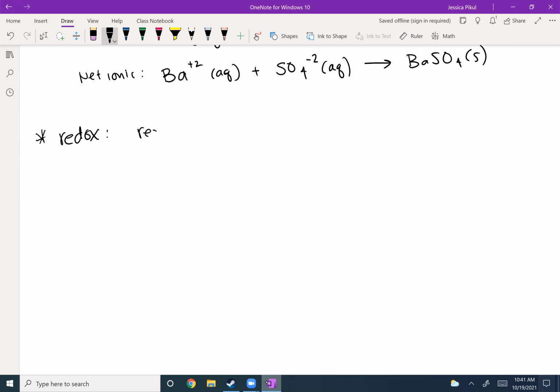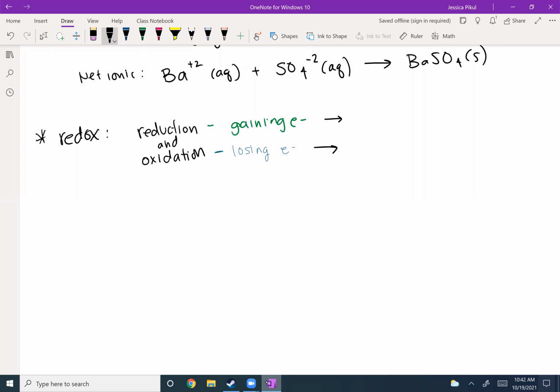So it stands for reduction and oxidation. So reduction is gaining electrons. And oxidation is losing electrons. The other way that you'll see these written, and these are the ways I don't like, but I know that Chem 101 uses it really heavily, is that something that is reduced acts as an oxidizing agent.